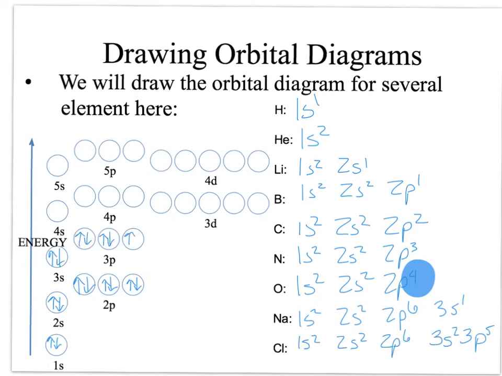For our last example, we're going to look at chlorine. Chlorine has 17 electrons, so 2 in the 1s, 2 in the 2s, 6 in the 2p, 2 in the 3s, and then we have 5 left over, so we can put 1 in each of the 3p orbitals. Then we can double up and put 1 in the first p orbital and the second p orbital. So we have 1 orbital that still only has 1 electron in it. So our electron configuration would be the 1s2, the 2s2, the 2p6, 3s2, and then we have 3p5.